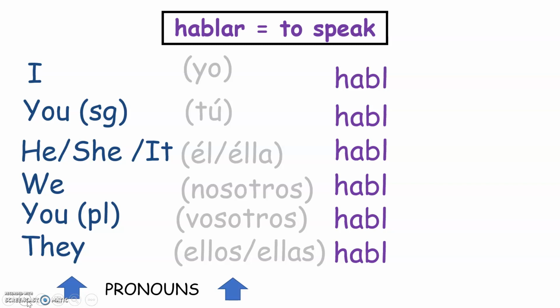I speak. I am speaking. Hablo. You speak. You are speaking. Hablas. He, she, or it speaks. He, she, it is speaking. Habla. We speak. Hablamos. You, plural, speak. Habláis. And finally, they speak. They are speaking. Hablan. Hablo, hablas, habla, hablamos, habláis, hablan.